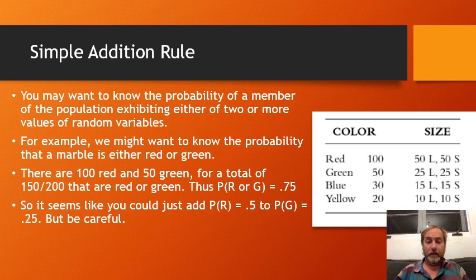So that seems like maybe we're just adding the probabilities together, right? So the probability of red, 0.5, the probability of green, right? 50 out of 200 is 0.25. So you add those together, you get 0.75. Yes, but be careful, right? So here's why.